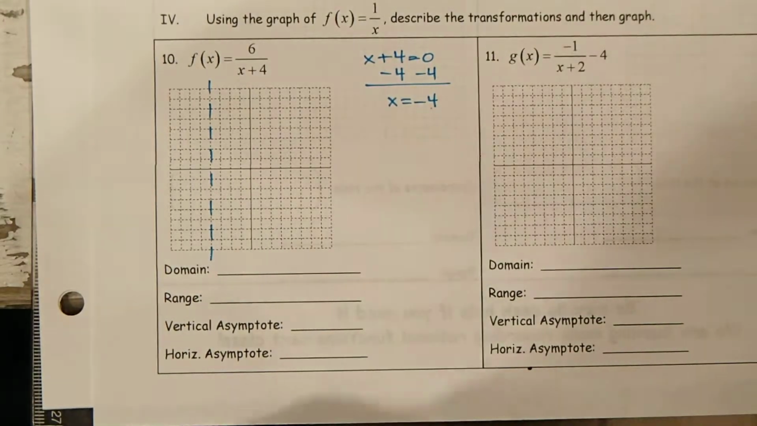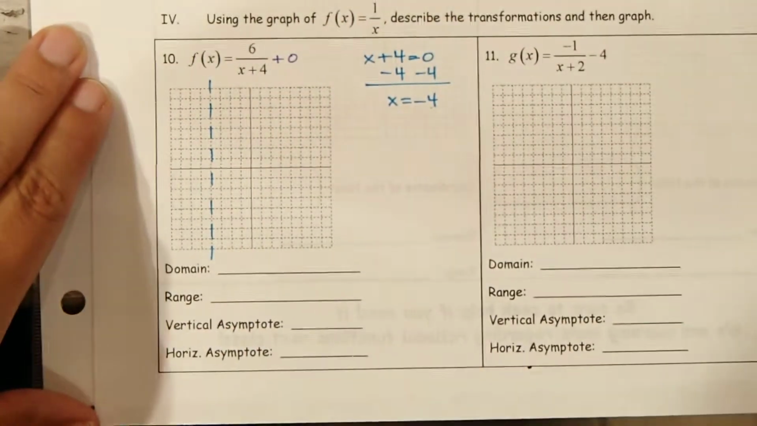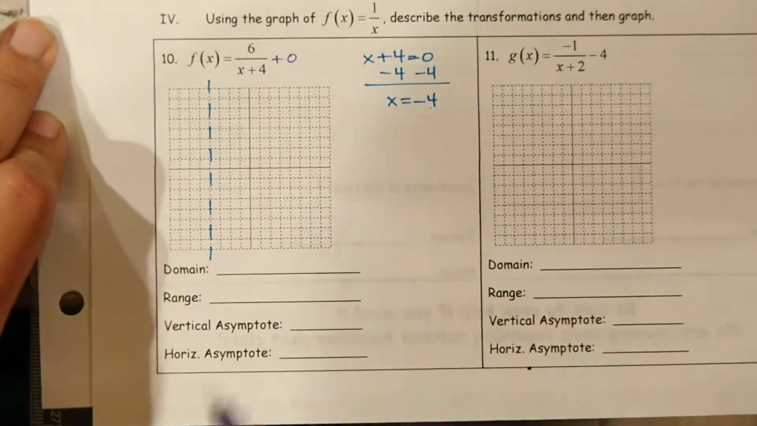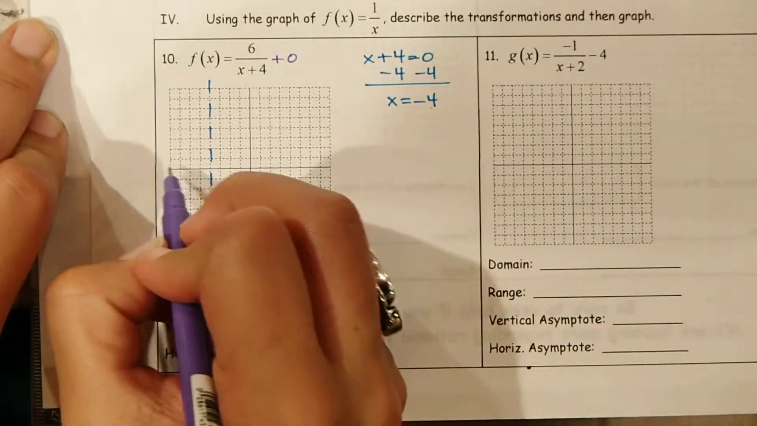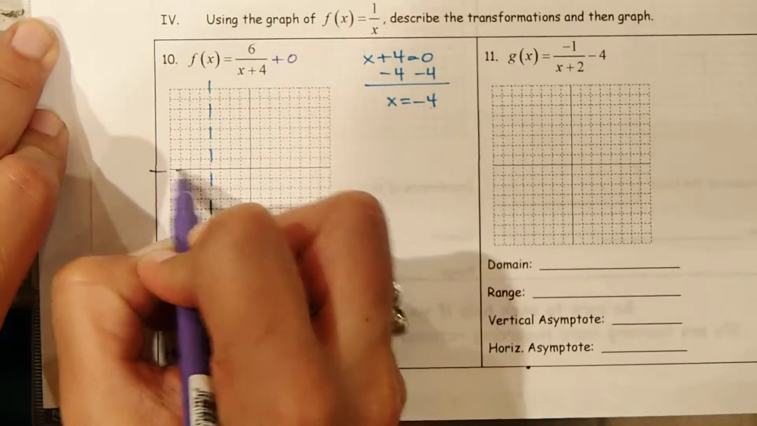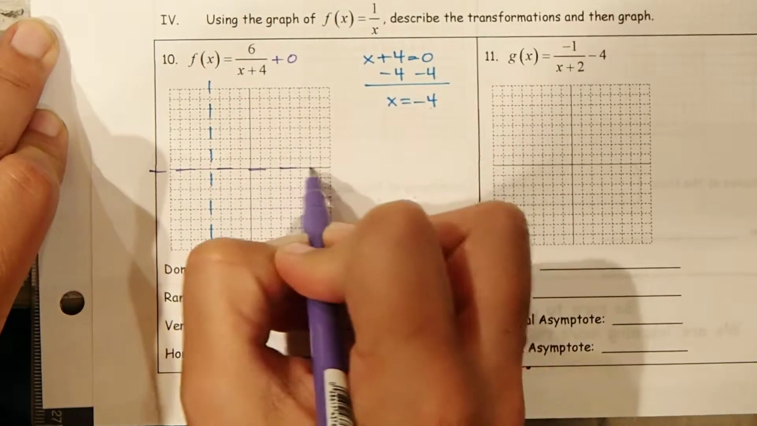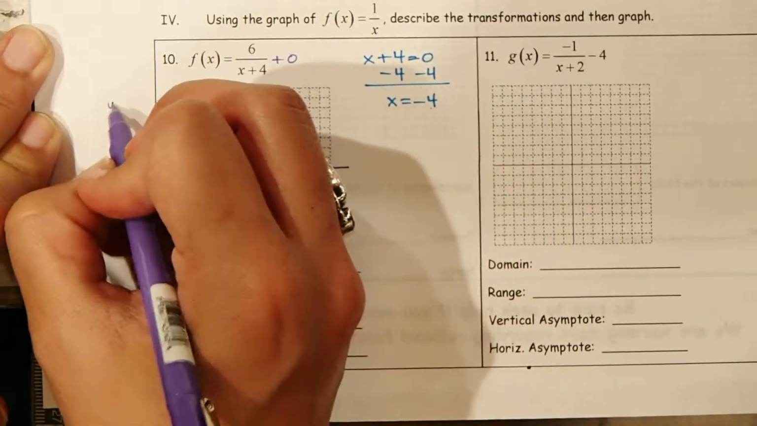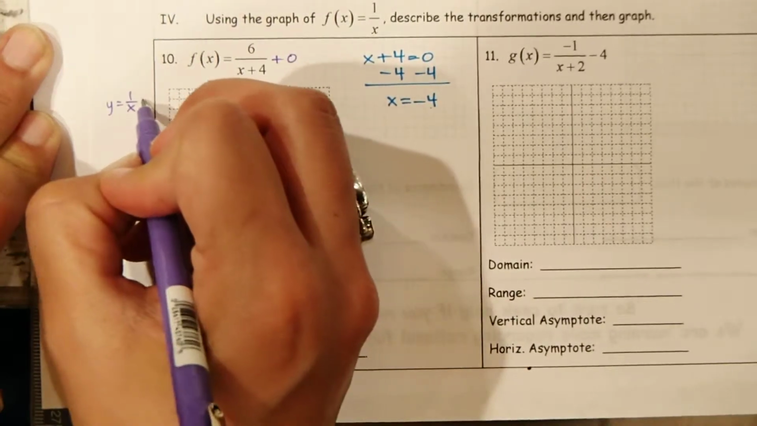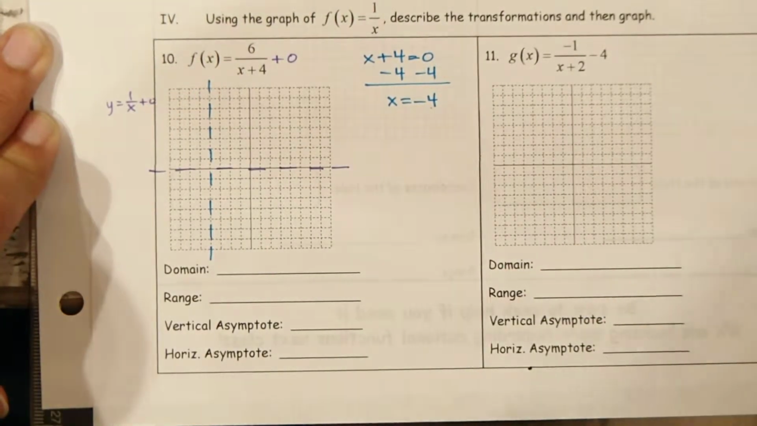Now, the y has not been translated at all. This is plus 0 here. So my horizontal asymptote will remain at 0. This is the parent function asymptote for rational functions. Y equals 1 over x plus 0 is the standard parent function.